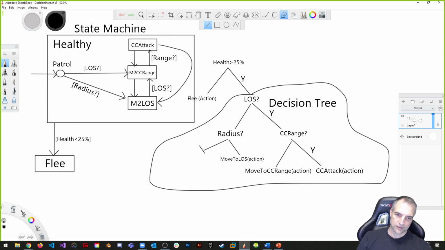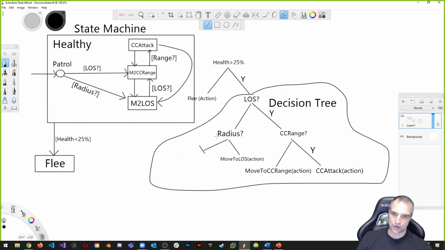If somehow I can't attack anymore, or my attack action fails, like I miss, as an example, I don't do damage, then I check to see if I have line of sight again. Do I still have line of sight? Yes. Move to close combat range. Attack. Right? However, if I don't have line of sight, then okay, is my character in the radius? I've detected them, right? Well, move to line of sight.